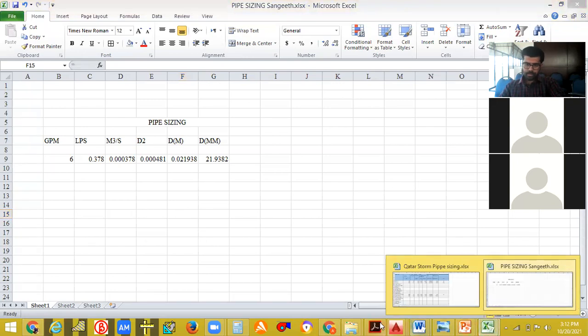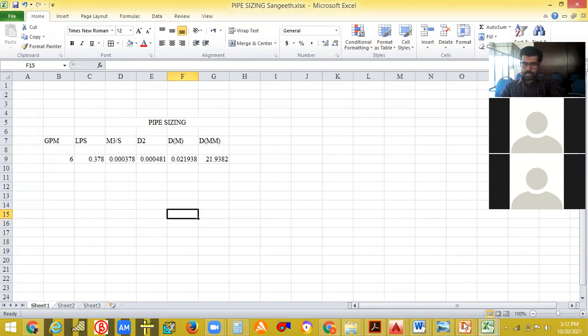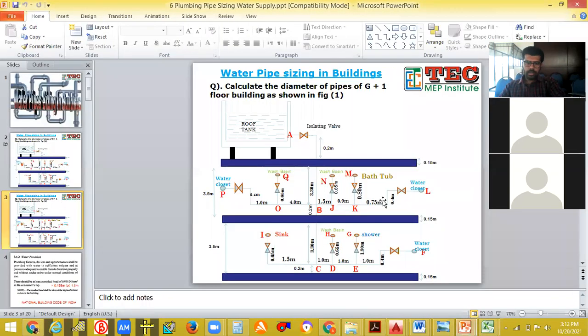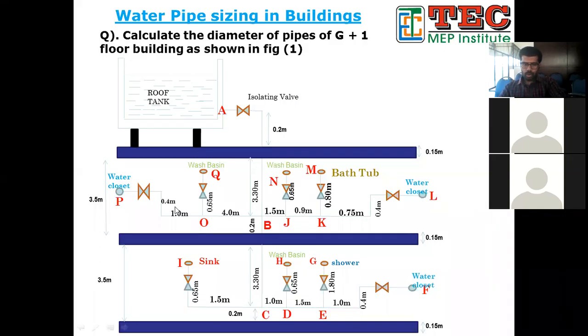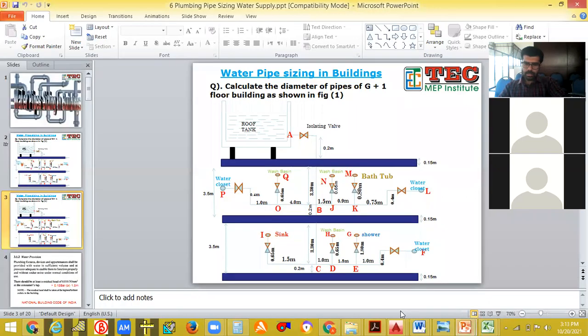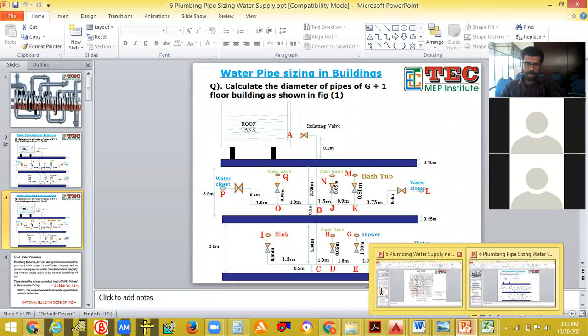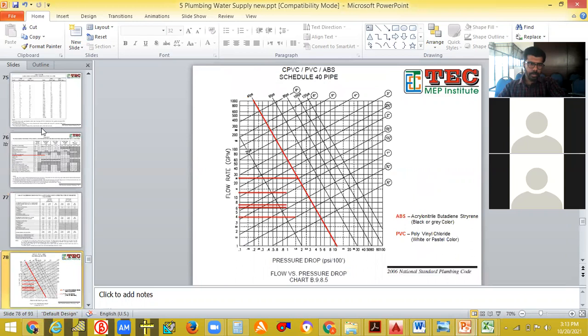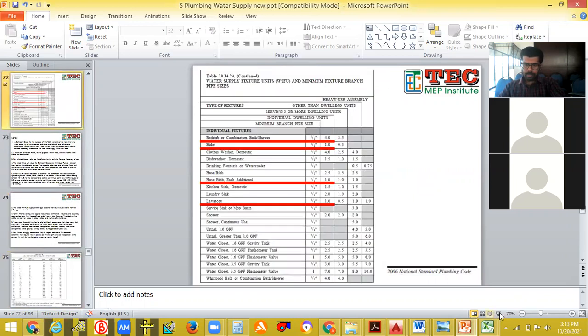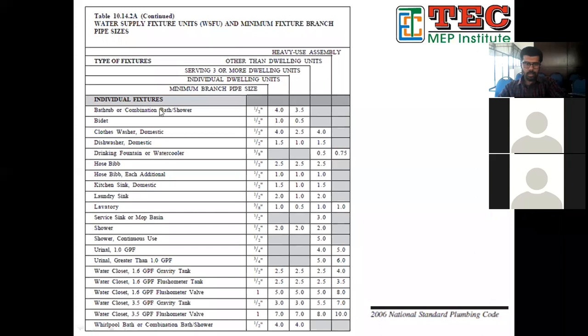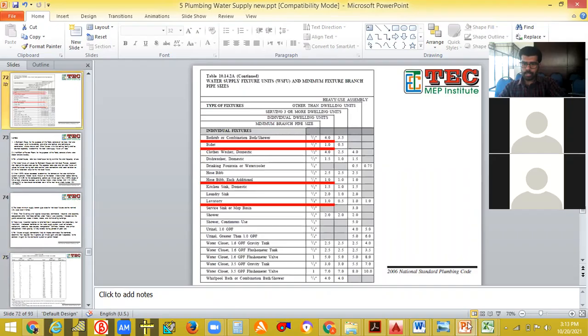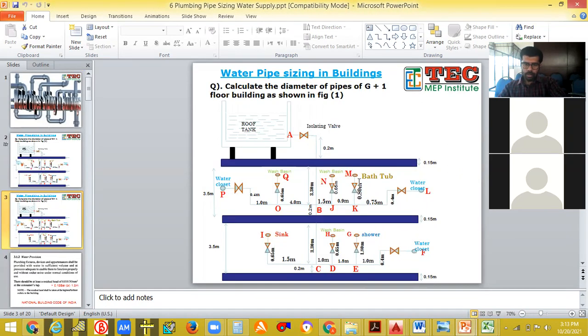Now, the same way we found it, we can find it for this floor also. KL. How to find KL? You have to know the minimum pipe size of a water closet. You know it's a half inch. Bathtub, how much should it be? You have to go there and find the minimum pipe size of a bathtub. Bathtub is also 1 by 2 inch. So that pipe size is also 1 by 2 inch.